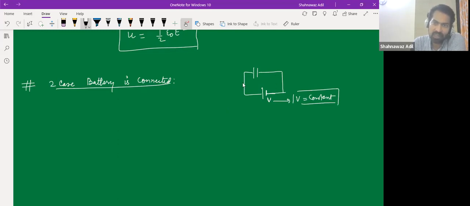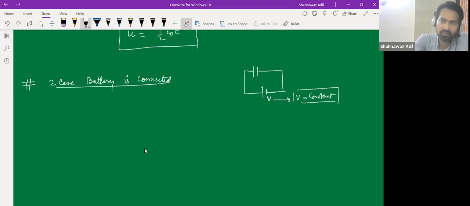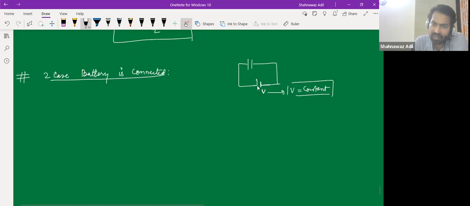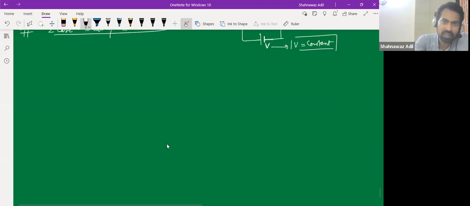Okay, keeping this in mind, let us proceed. Sir, can you repeat? Yes. Whenever the battery is connected, it keeps the voltage constant in this circuit. There is a capacitor also, and whatever the voltage is there across the battery, it would be equal across the capacitor. So this voltage will provide the voltage to the capacitor. Okay, now let us understand.